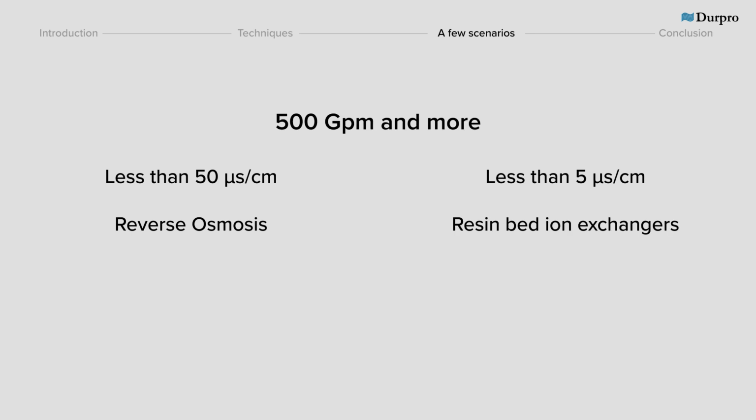For the production of 500 GPM of water and more, it is always the same principle. For a conductivity of less than 50 microsiemens per centimeter, reverse osmosis alone is still the best choice. On the other hand, for water production of less than 5 microsiemens per centimeter, we go back to resin bed ion exchangers. However, in this situation, the installation of a complete system with separate bed resins and regenerators will be necessary since the equipment becomes too massive to be transported economically.